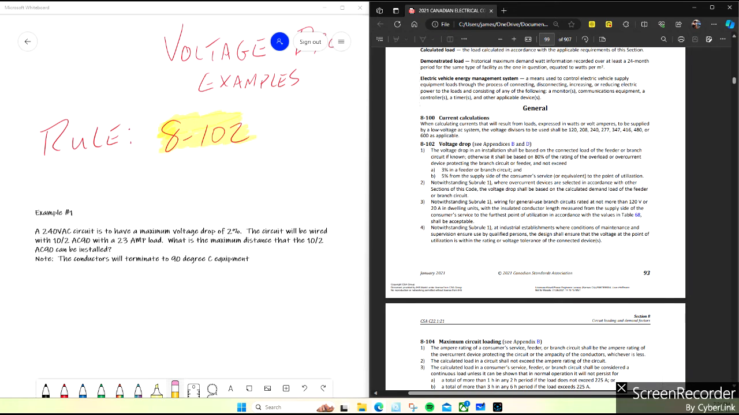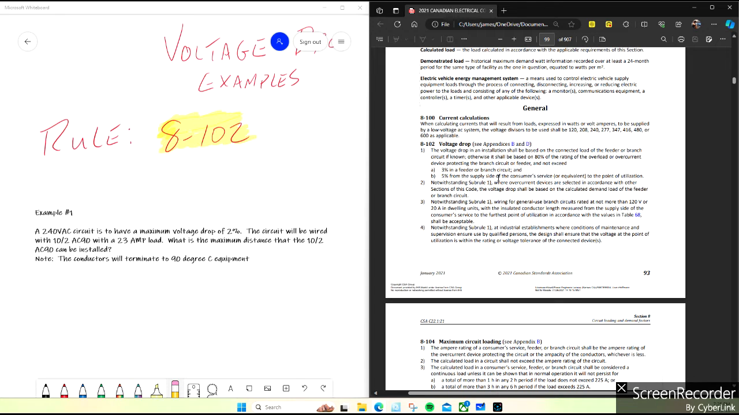Hey everyone, just want to go over the rules for voltage drop according to the Canadian Electrical Code. We're going to look at 8102. I got 4 examples we'll go through, but first I'll just go over a couple of these rules that we'll focus on, specifically sub-rules 1 and 3 for our purposes. And then we'll also look at Appendix B and Appendix D.